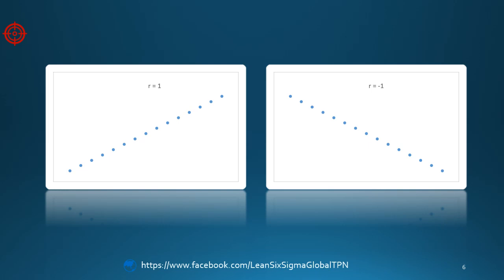The sign of the correlation indicates the direction of the relationship. If both variables tend to increase or decrease together, the coefficient is positive. If one variable tends to increase as the other decreases, the coefficient is negative.